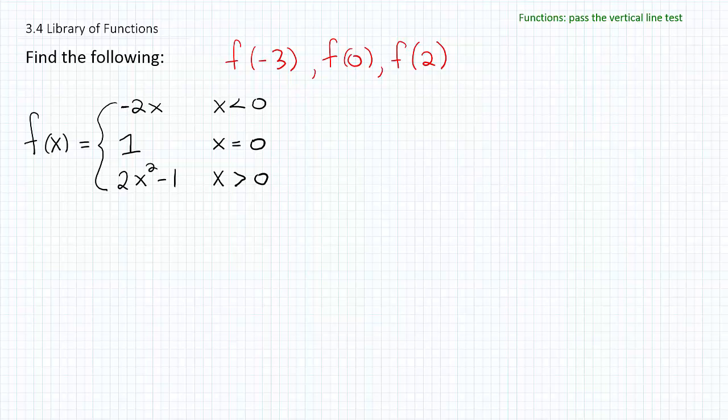Find the following. So we have f of negative 3, f of 0, and f of 2. All right, so we're looking at a function here, f of x, that's basically defined as a piecewise function. And what that means is that essentially it deals with segments of the number line, and for each segment of the number line, there's a different separate function that's related to that segment of the number line.